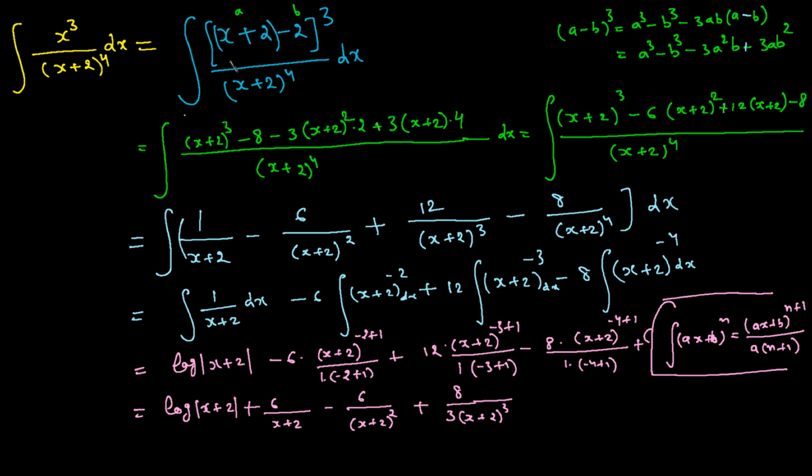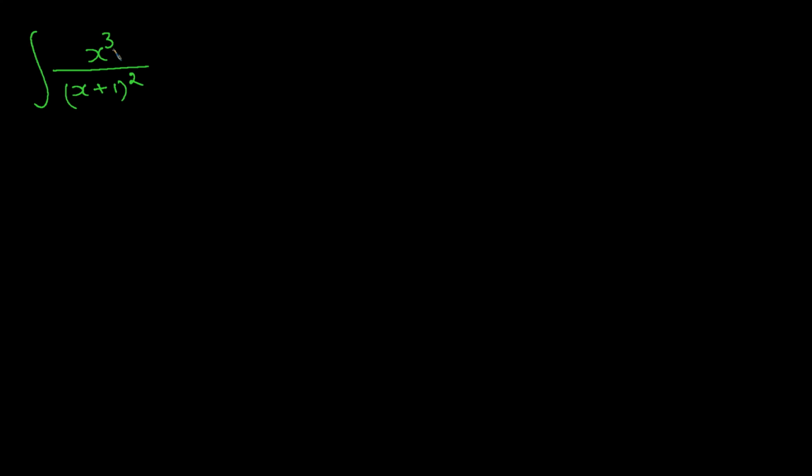So again, the rule was, we saw if the polynomial's degree is less or greater. If it's less, we're going to rewrite our polynomial in terms of the denominator as we did over here. Okay, let's do one more example. So the next example is x cubed divided by x plus 1 squared.